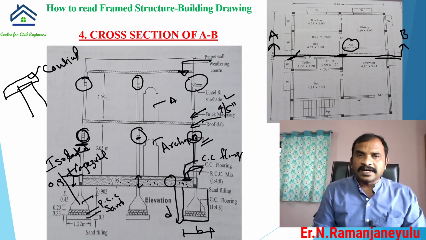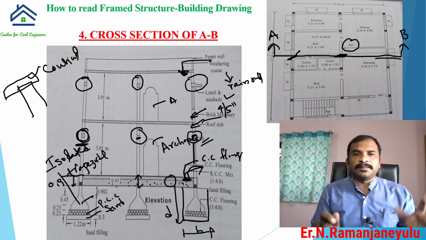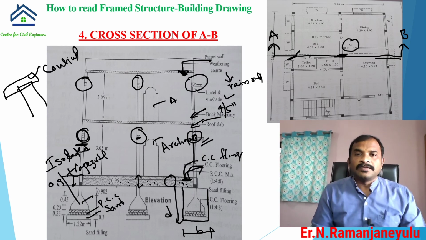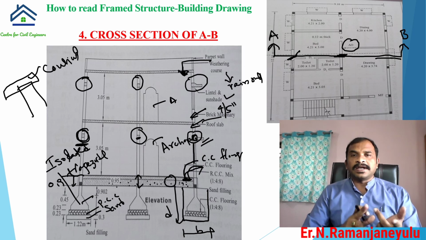Weathering course is done at the terrace floor. The top floor will have this weathering course to drain off rainwater. And this is the parapet wall. From this, all the details will help us execute the building without any mistake. So I hope all of you understood how to read plan, section and elevation.